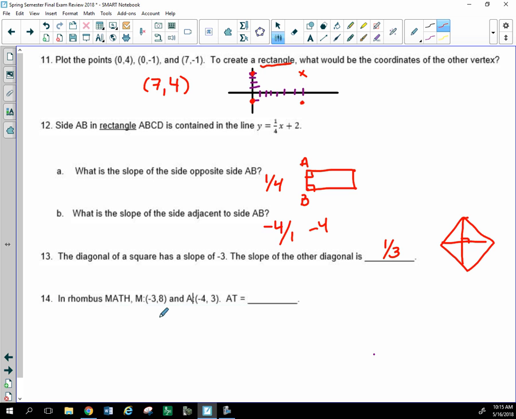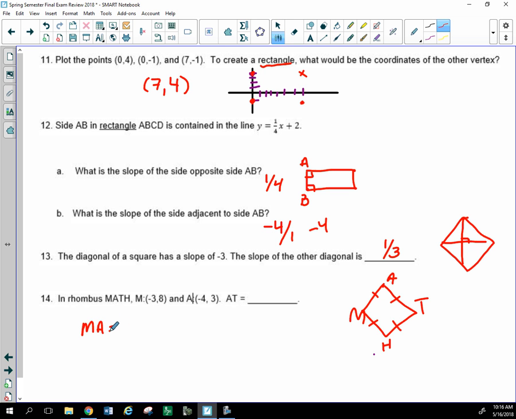Now the last one here, the rhombus MATH, has these two ordered pairs. They want to find the length of AT. Well, MA has the length of whatever these two sides are. AT would be the length as it is, and one of our properties of a rhombus, just like a square, is that all the sides would be the same. So if I'm labeling this MATH, well, MA would have the same length as AT.